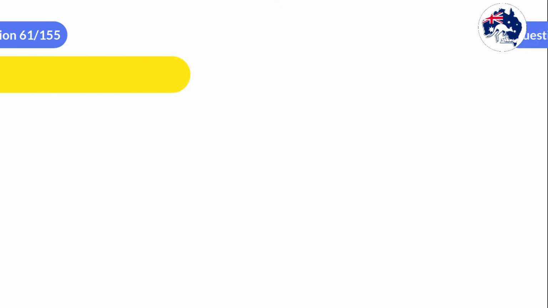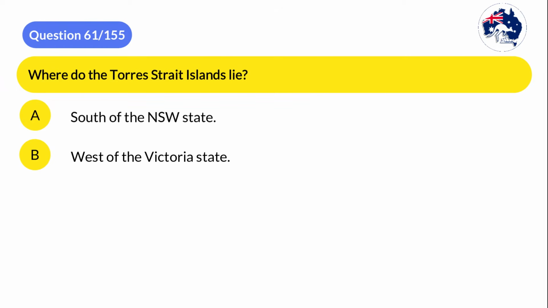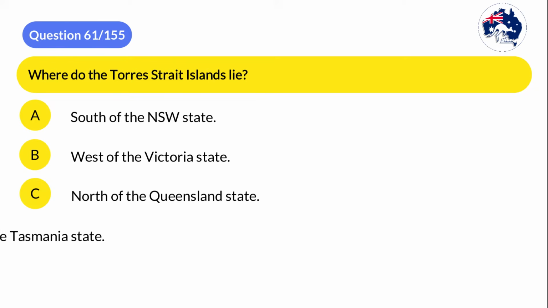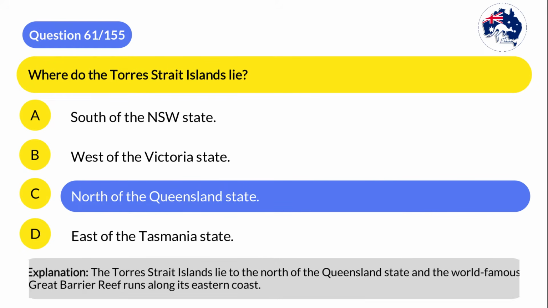Question 61. Where do the Torres Strait Islands lie? A. South of the NSW state. B. West of the Victoria state. C. North of the Queensland state. D. East of the Tasmania state. The correct answer is C. North of the Queensland state. Explanation: The Torres Strait Islands lie to the north of the Queensland state, and the world-famous Great Barrier Reef runs along its eastern coast.